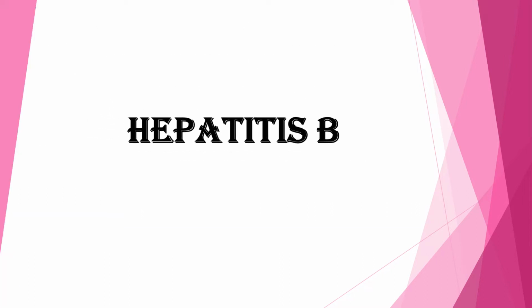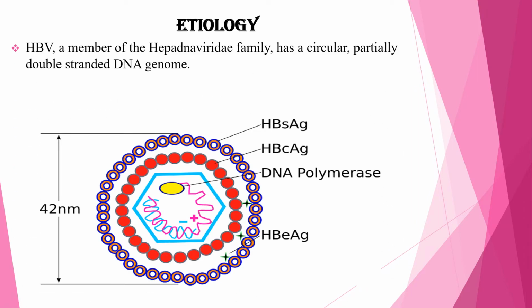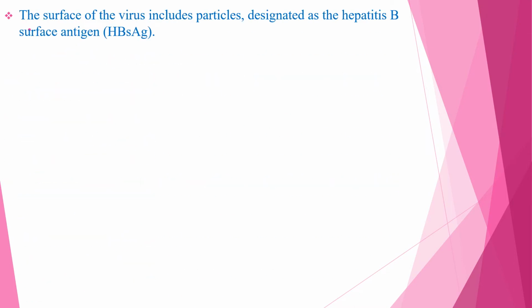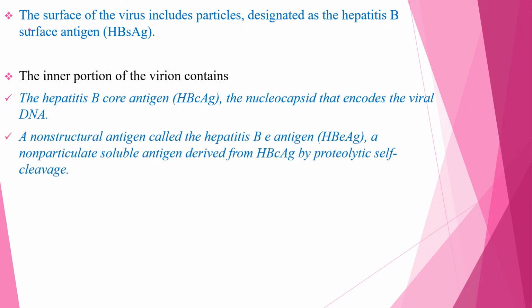The other hepatotropic virus is hepatitis B. Hepatitis B is a member of the Hepadnaviridae family, and it has a circular, partially double-stranded DNA genome. The surface of the virus includes particles designated as the hepatitis B surface antigen, and the inner portion of the virion contains hepatitis B core antigen, which is a nucleocapsid that encodes the viral DNA, and a non-structural antigen called the hepatitis B E antigen, a non-particulate soluble antigen derived from hepatitis B core antigen by proteolytic self-cleavage.